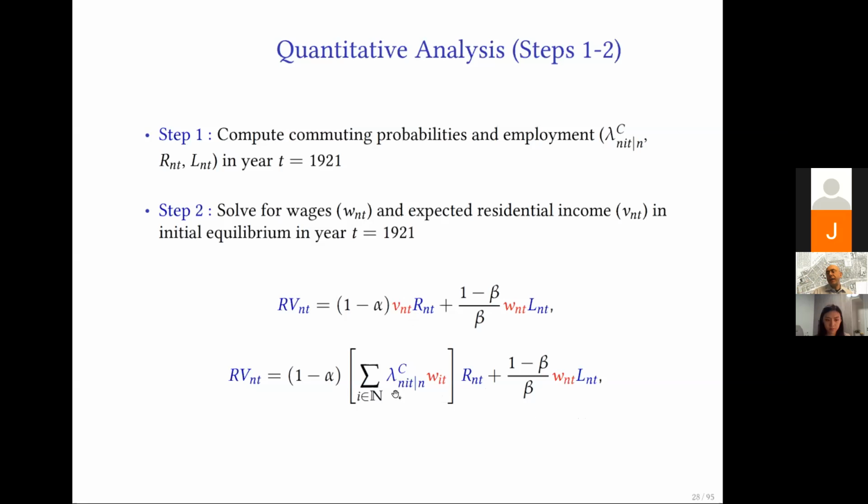We also see these commuting probabilities, lambda, and we see the value of land and buildings, income from the ownership of land and buildings. The only thing we actually don't see in our data is the wage, because wage data were not reported for London at that level of detail. And so what we do is we use the model to solve for what the model implies the required wage should be. And then in principle, if you have separate data on the wage, you can check that implication. And so we just solve this equation for the wage, and then the model's in equilibrium in 1921.